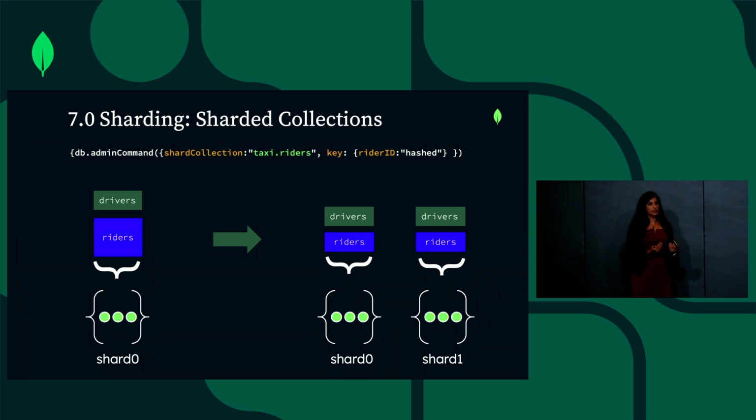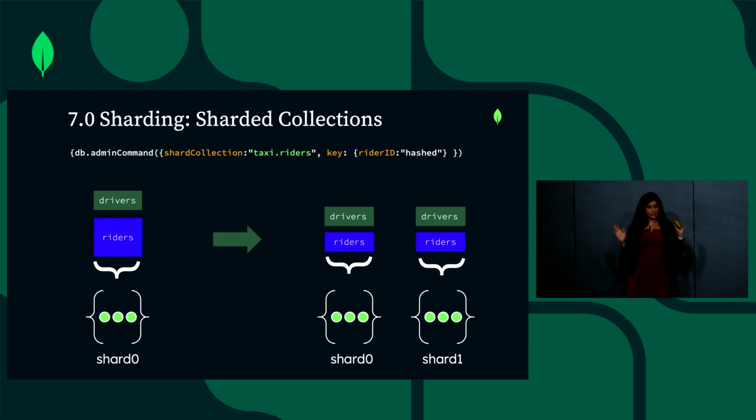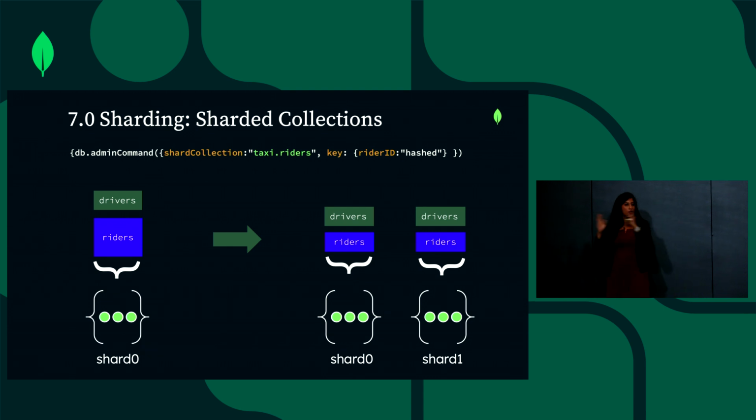So you give a command, shard collection, shard key, rider's ID hashed. Now MongoDB will basically spread your data equally on shard 0 and shard 1. That's the native way to do scaling. You either go from a small machine to a big machine and to a bigger machine, or you keep adding more machines of the same size, and MongoDB manages that for you.